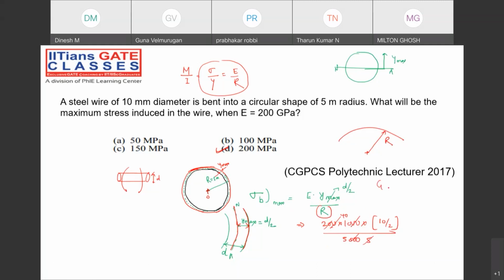A similar question was asked in GATE 2019 also, of 2 marks. But instead of that circular steel wire, there was a square wire. That particular wire they had bent in the form of a circular arc. Understanding or not? Is everyone understanding? The main role will be played by this Y maximum only. Very important.